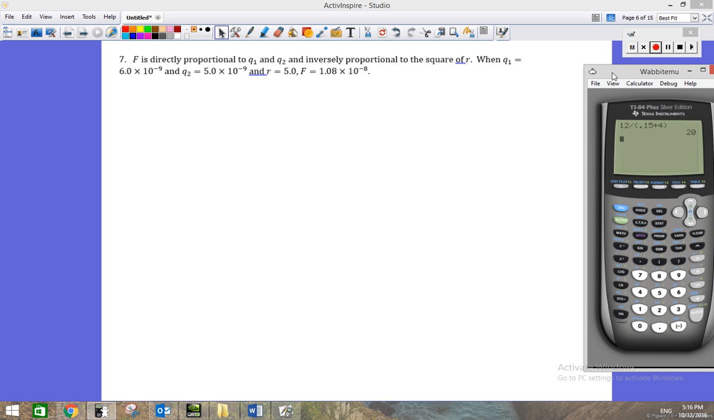People had some questions about this, mainly because of the scientific notation. The first sentence tells me that F is directly proportional, but I also see inversely in there, so I'm going to have a fraction directly proportional to Q1 and Q2 and inversely proportional to the square of R. Not the square root, but the square of R. So here's my equation. It wants me to substitute these values in.